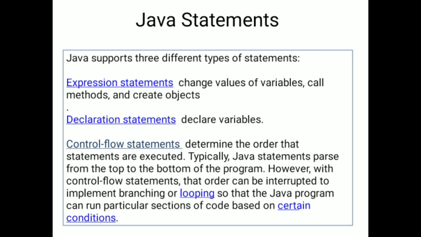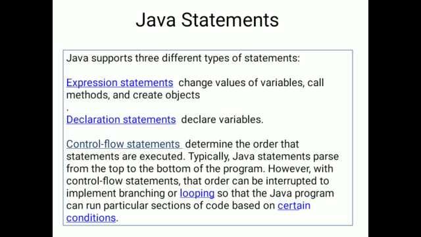Expression statements change the values of variables, call methods, and create objects. Java has 7 types of expression statements like assignment, pre-increment, pre-decrement, post-increment, post-decrement, method call. These are all the examples for expression statements. Then declaration statements. They declare the variables.